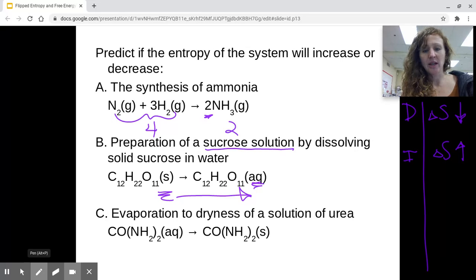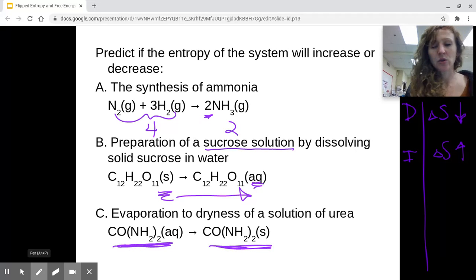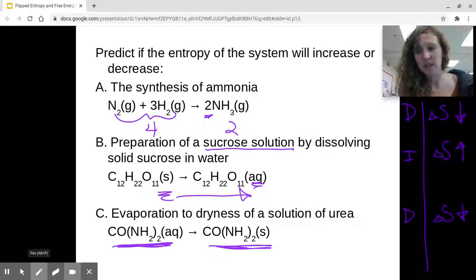Evaporation to dryness of a solution of urea. So here's urea. We go from an aqueous solution of urea to a solid of urea. Is urea an electrolyte? No, it is not. So in this case, the entropy is going to decrease. We are going to a more ordered state. Change of entropy is going to decrease.